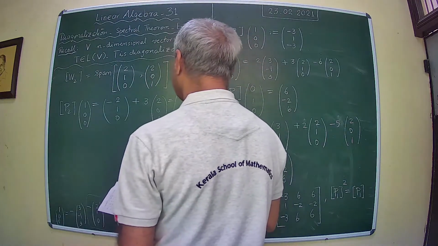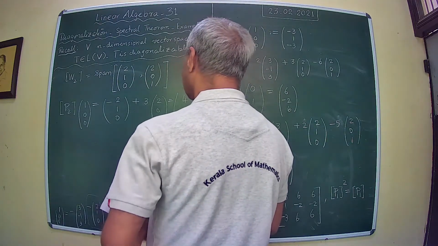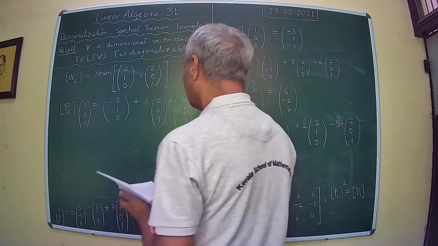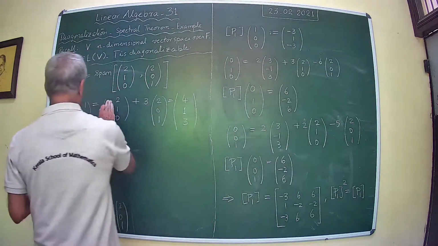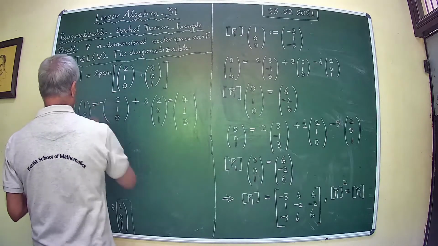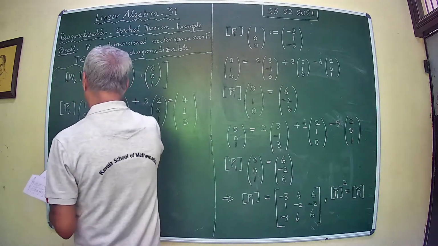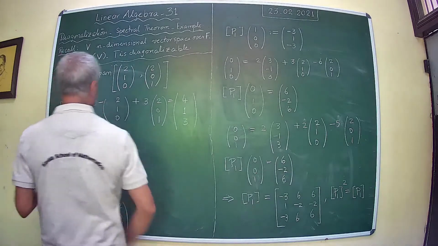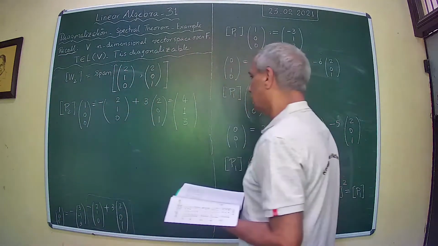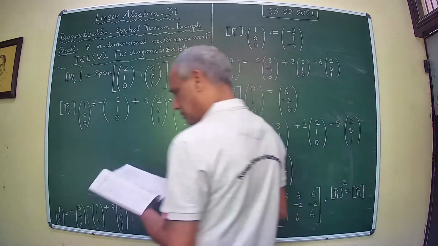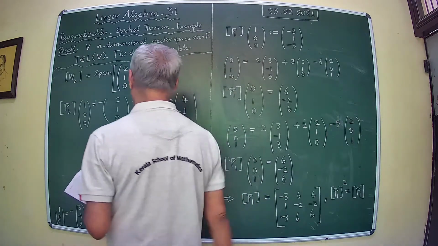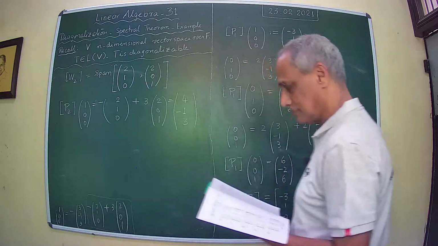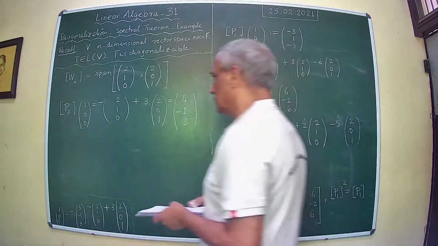Okay, let's see what it is. This is equal to, oh sorry, I wrote down here minus of this. This is minus of this. Therefore, this is equal to 4 minus 1. Correct.